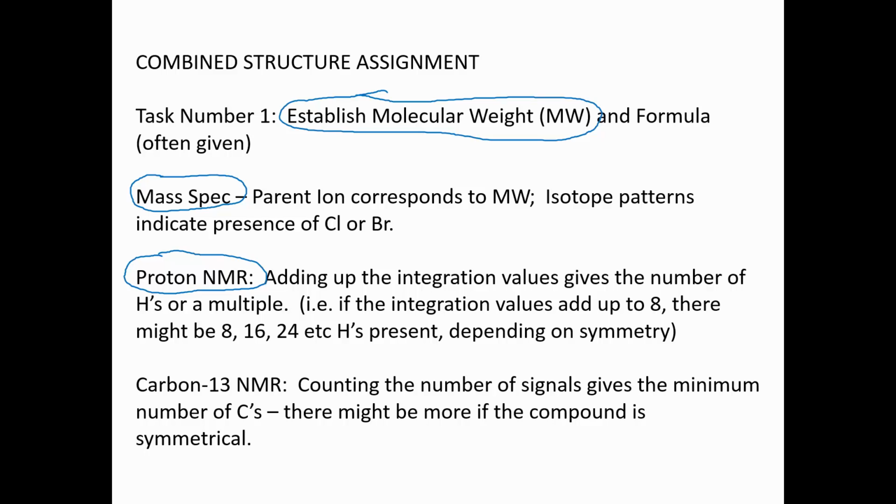C13 NMR can give us an idea of the maximum number of carbons. Counting the number of signals gives the minimum number of carbons in your compound. There might be more because of symmetry, but this gives us at least the minimum number of carbons in the molecule.